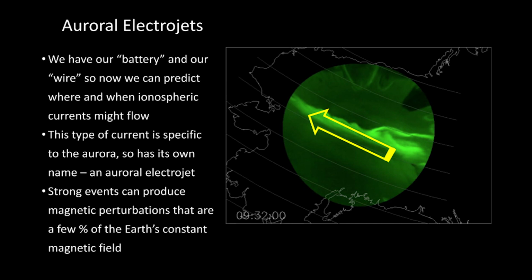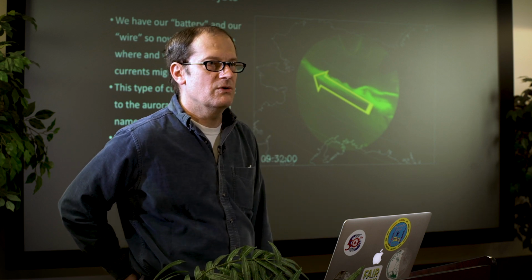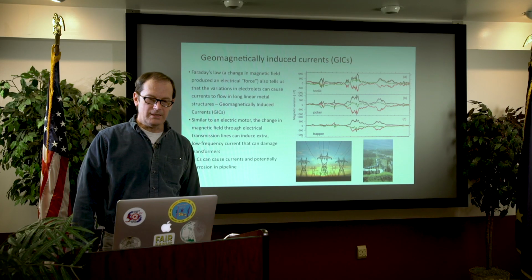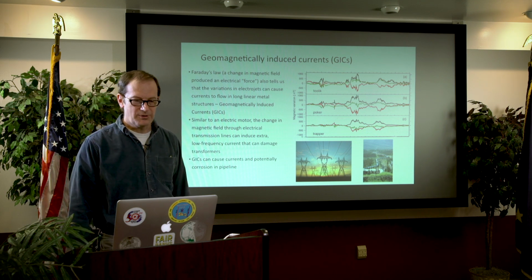And because of those very large currents, the perturbations we see on the ground are a few percent of the Earth's constant field. And if you think in terms of, say, pressure in the atmosphere, that's kind of like having a hurricane go through. So these perturbations are large and very noticeable. And because they're so large, they can produce some real problems.